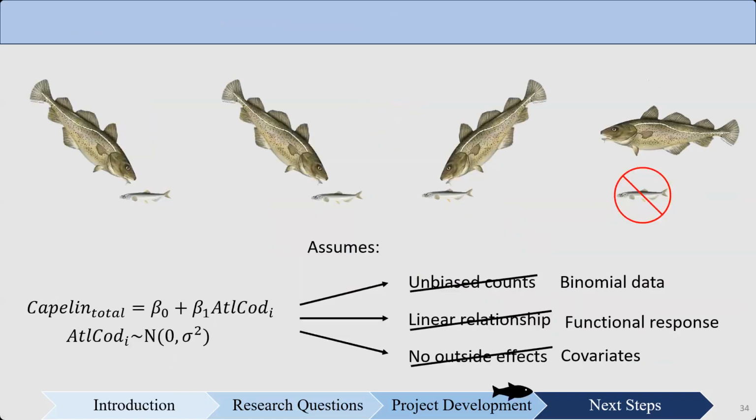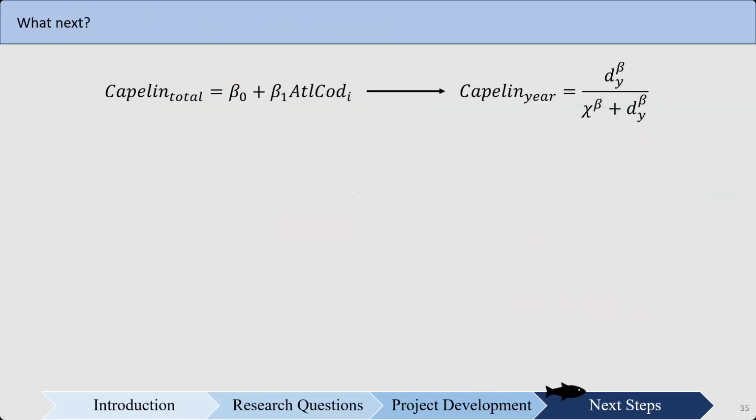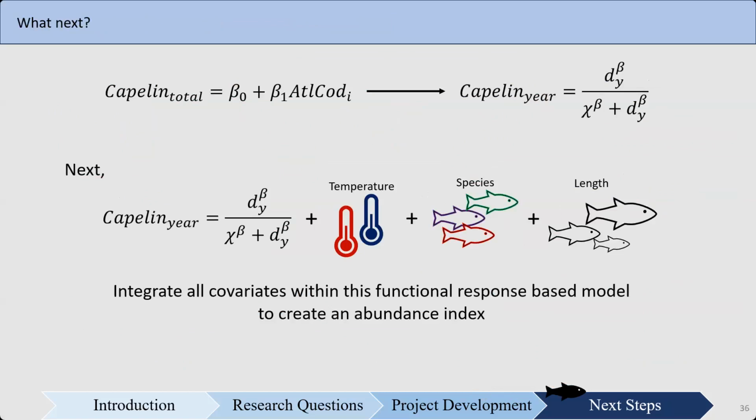Okay, so we've kind of addressed all of these different assumptions. We've changed our potentially biased counts, or unbiased counts, to binomial data, we're now using a functional response and we have to add covariates. And so now that we've changed from this linear model to a nonlinear functional response model, what's next? What's next is we have to figure out a way to integrate all of these different covariates into a functional response to create an abundance index.